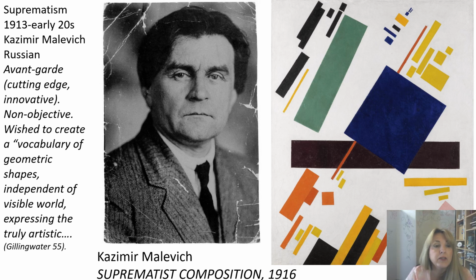Suprematism. Kazimir Malevich, a Russian artist, avant-garde, cutting edge, innovative, squares. Perhaps best known for a black square that he mounted up high in a corner of a museum, which is usually where the Russian icons were. And there's this black square. It was kind of a blasphemy. It was kind of shocking.